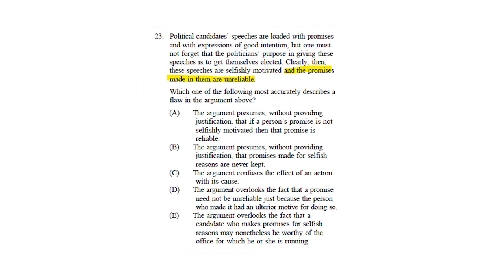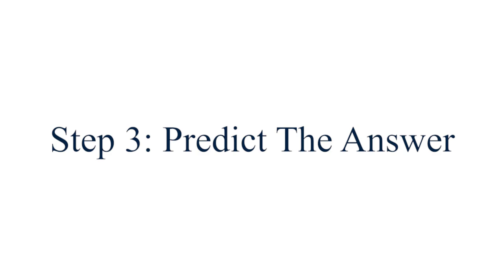Even if the politicians are selfishly motivated, why can't their promises still be reliable? If you don't come through, are you really going to be successful? We don't have a premise that says if you're selfish, you probably won't follow through on your promises. I don't buy this conclusion. Armed with this, let's go to step 3, predicting the answer.